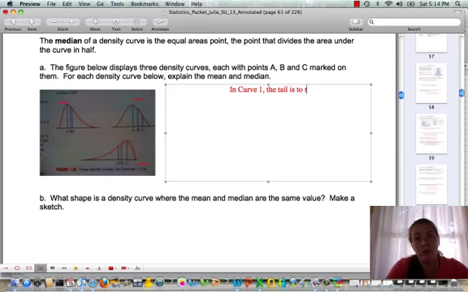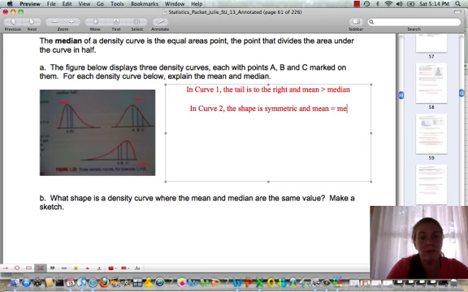the tail is to the right, and we know that means the mean is greater than the median. In curve 2, the shape is symmetric. And in that case, there is no tail, so the mean is equal to the median. In curve 3, the tail is to the left, and we know that means the mean is less than the median.